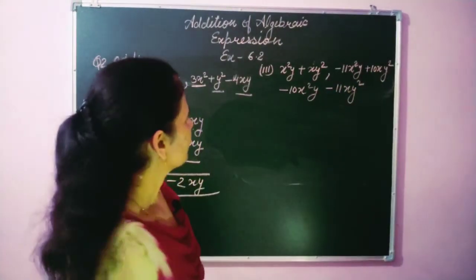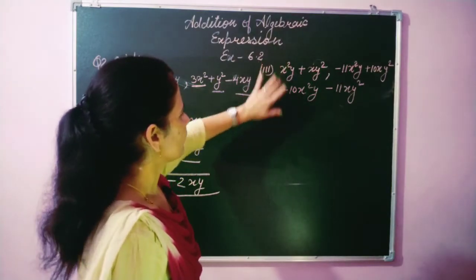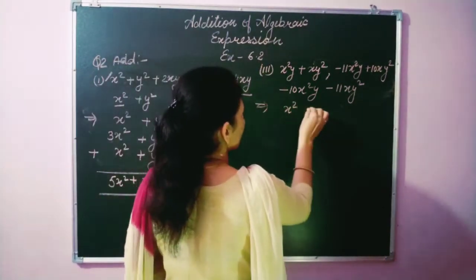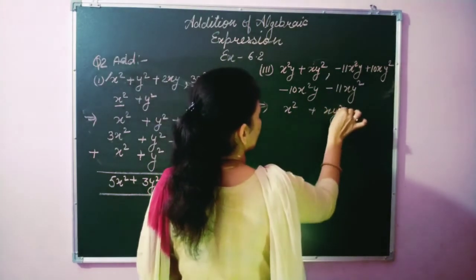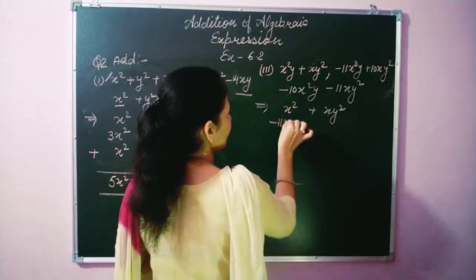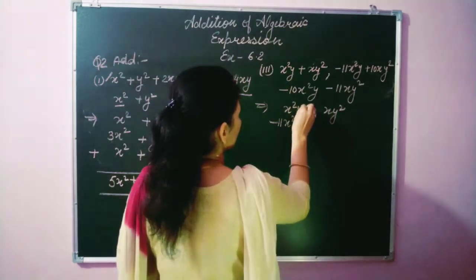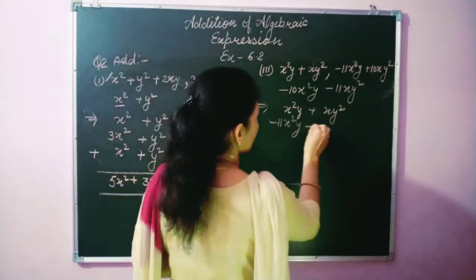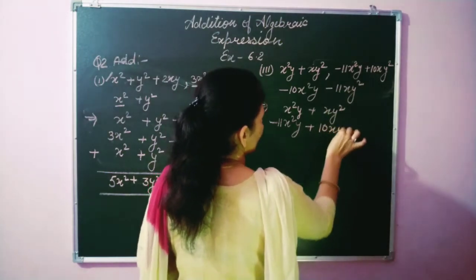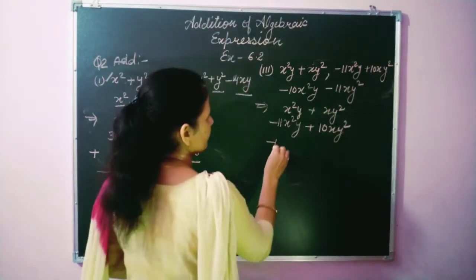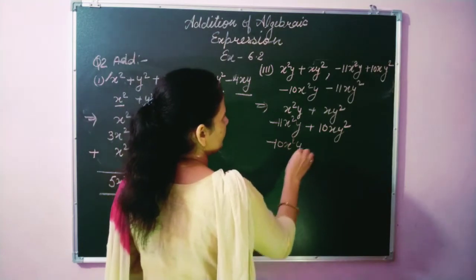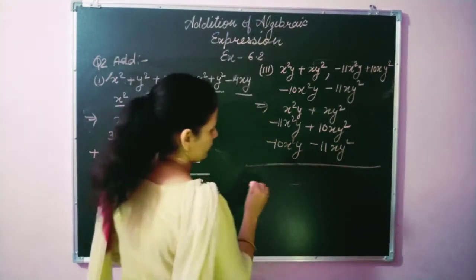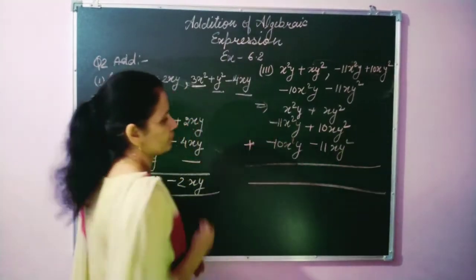Okay students, now the first step, arrange in column. So let's start this one. x square y plus xy square, minus 11x square y, plus 10xy square, minus 10x square y, minus 11xy square. Now we have arranged, do the addition.